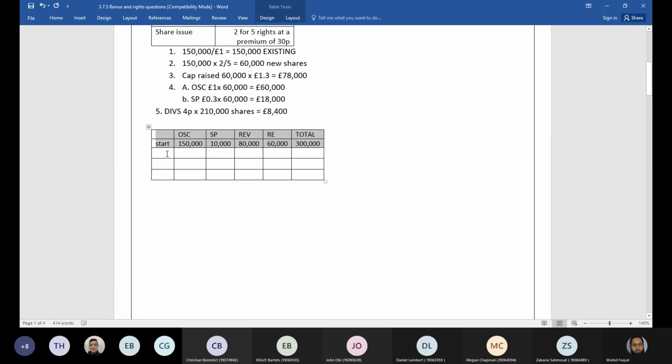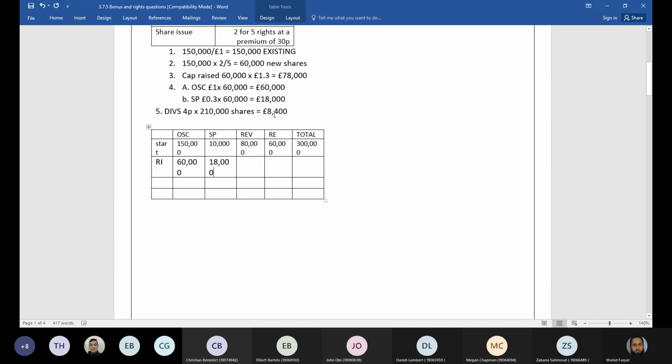Okay, and then we put in what's happened. Well, we have a rights issue. I'm just going to put RI, rights issue, which affects the ordinary share capital and the share premium. How much does the ordinary share capital go up by? Well, we've done all the workings now, 60,000. How much does the share premium go up by? We've done the workings, 18,000. Trace the figures, make sure you know where they're coming from.